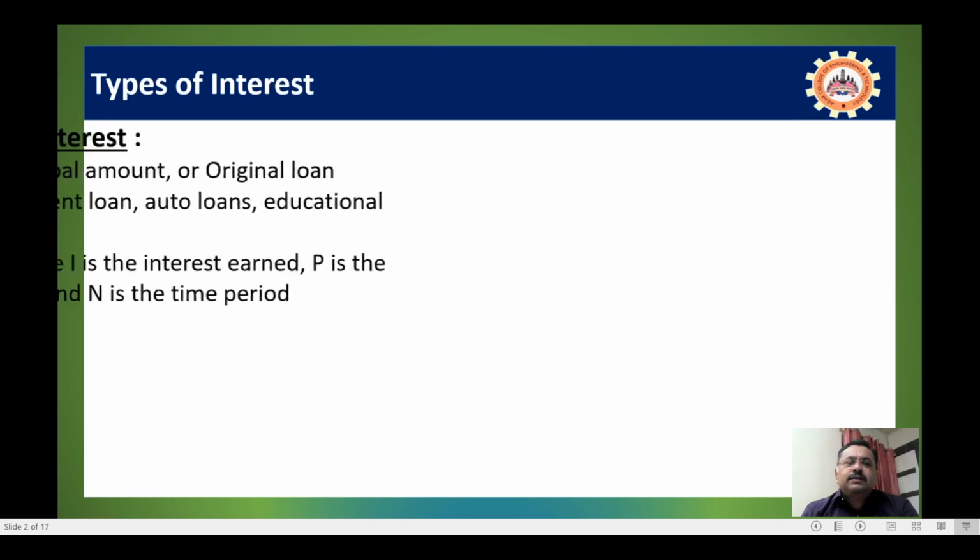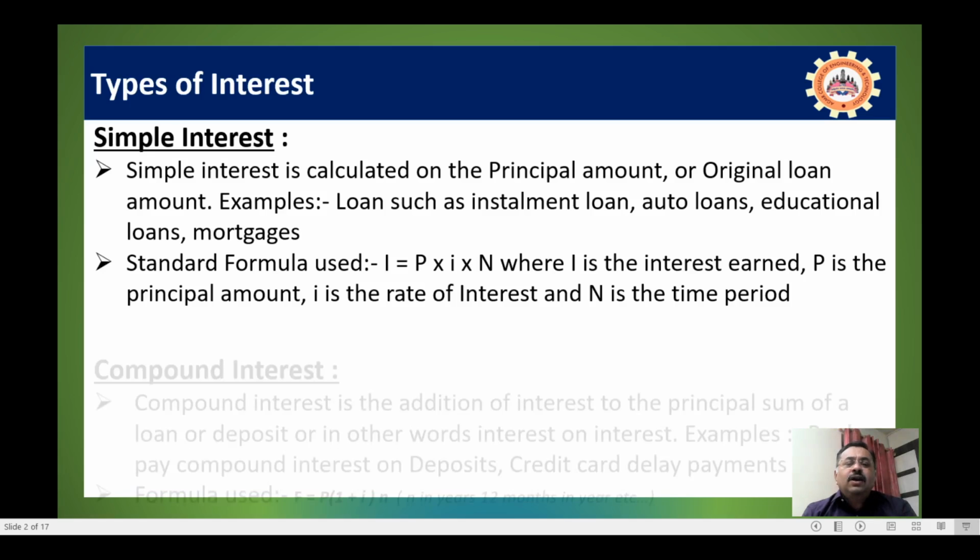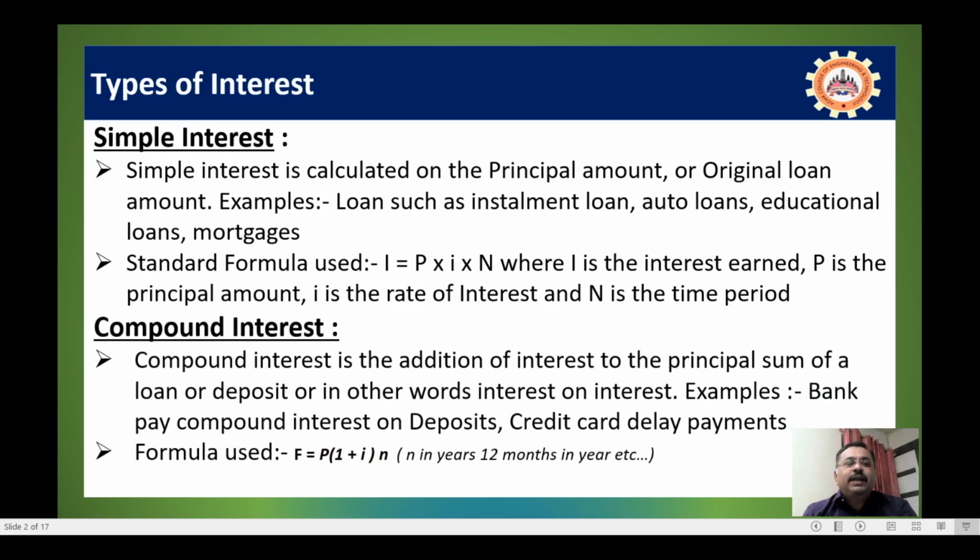Types of interest are broadly classified into two types: simple interest and compound interest. Let us see the simple interest. Simple interest is calculated on the principal amount, that is, the original loan amount that is being given. Examples are loans such as auto loans, education loans, or mortgages. They will be calculated with simple interest.